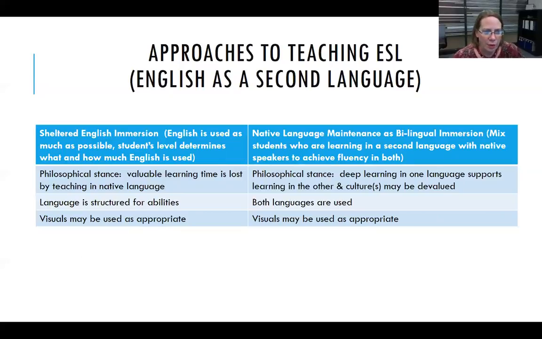So the philosophical stance behind that is deep learning in one language supports deep learning in the other. And if we don't do this, cultures may be devalued. Both languages are used, and visuals may be used as appropriate. So this allows both the native English speaker and the immigrant to learn both languages, which is really pretty cool.